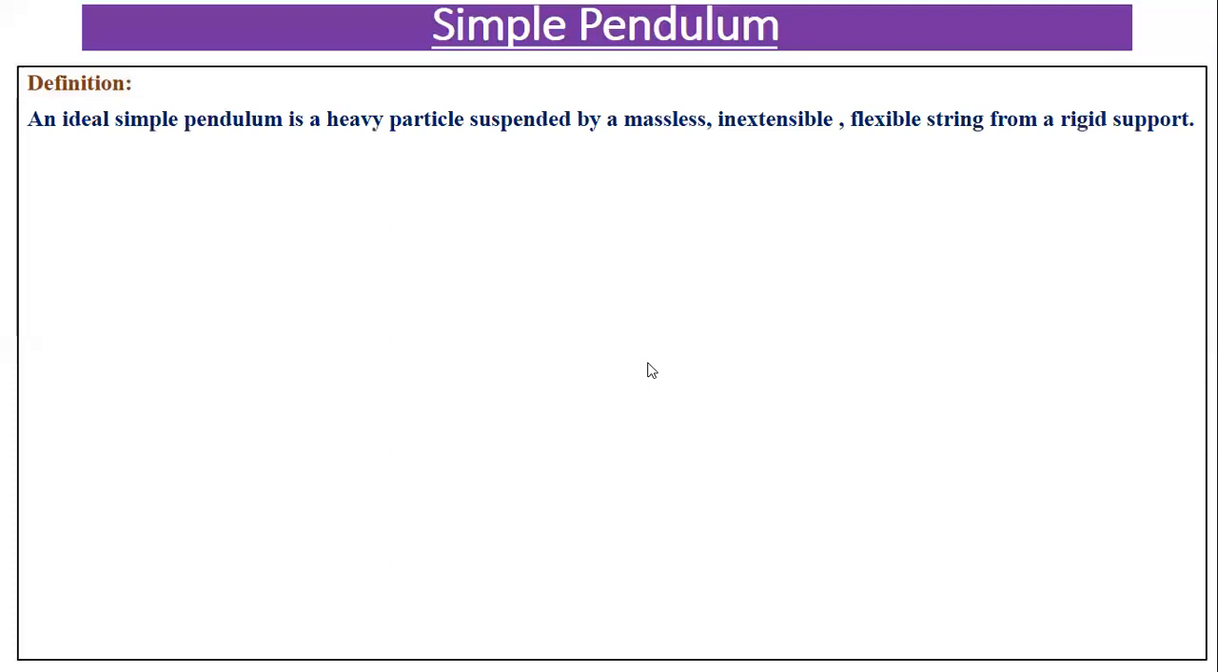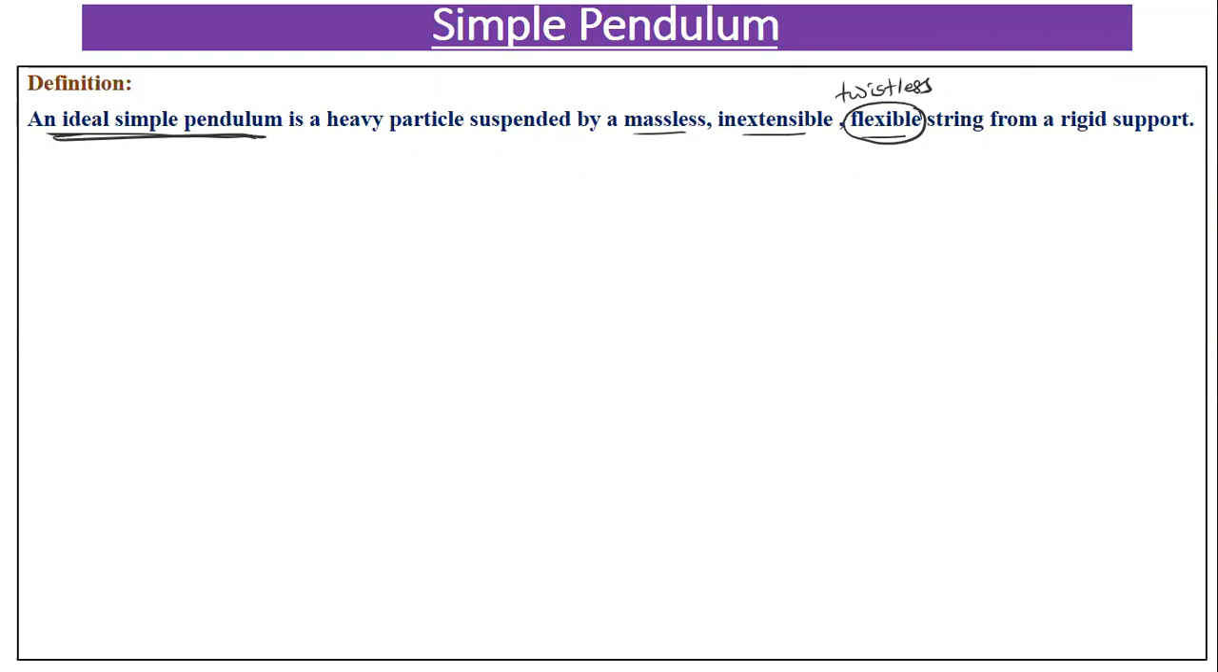Now the next article is simple pendulum. First thing, what is a simple pendulum? So we talk about the ideal simple pendulum. An ideal simple pendulum is a heavy particle suspended by a massless, inextensible, flexible string from a rigid support. We are considering a massless, inextensible and twistless string from a rigid support. It is called an ideal simple pendulum.